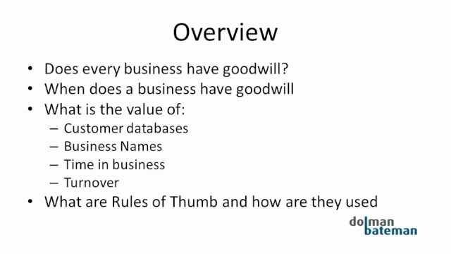So what we're going to cover today was a couple of questions that I put in the email to everyone. Does every business have goodwill? When does a business have goodwill? And then what is the value of customer databases, business names, time in business, turnover, trademarks, patents, etc.? And then we come across these things called rules of thumb, and what are they and how are they used?